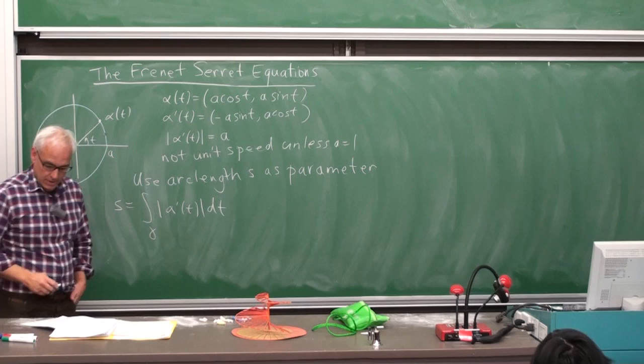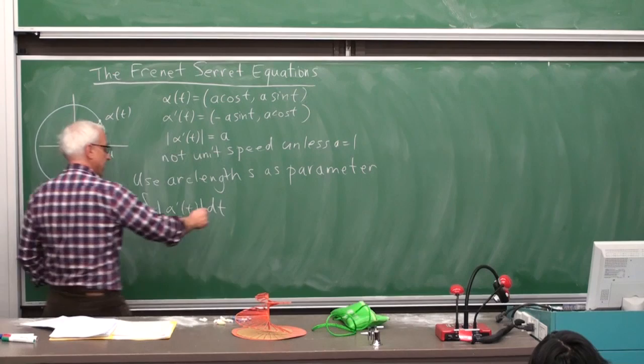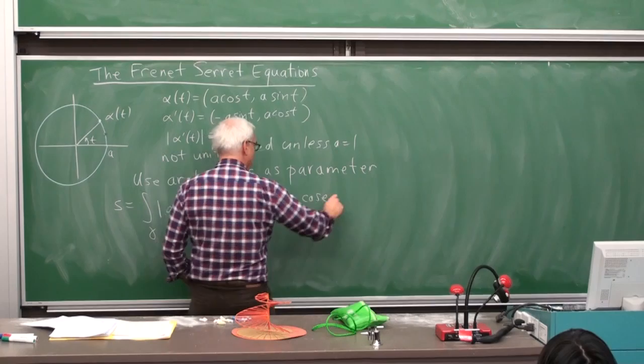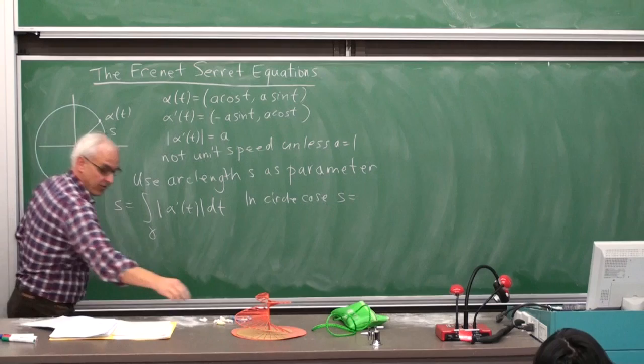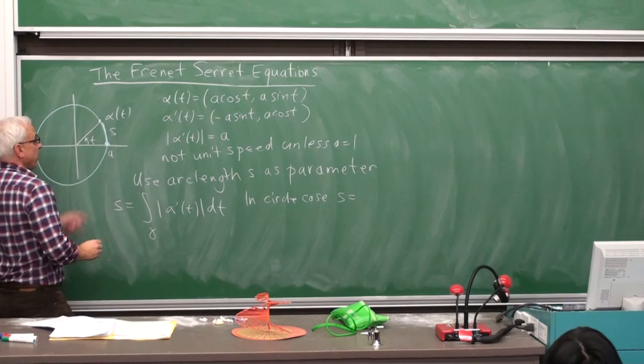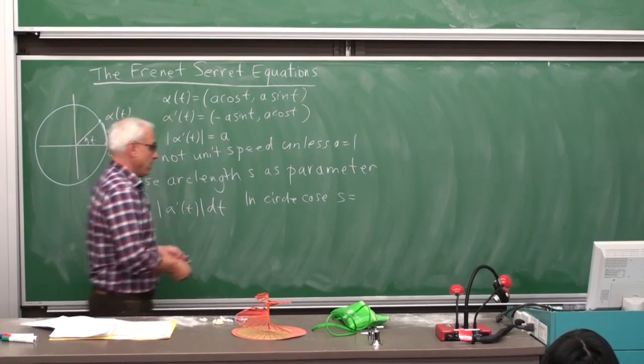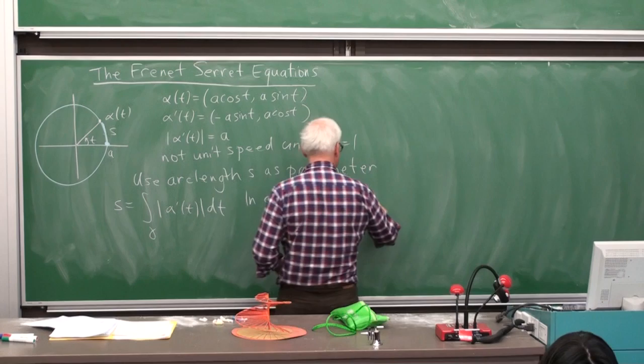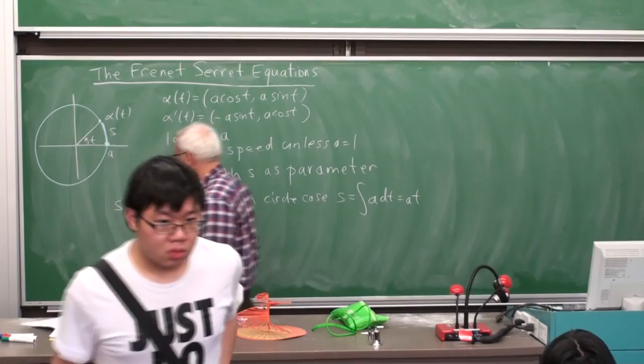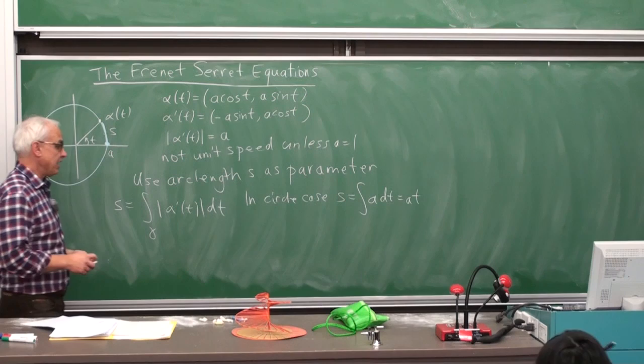So in the circle case, the arc length at a certain point, which we can denote by s, represents the length of the curve from wherever we started, let's say we're starting here, to the point where we're at. So in this case, s is just equal to the integral of a dt, so that's a times t. So we can reparameterize, in this case, very simply, just by replacing t with s over a.